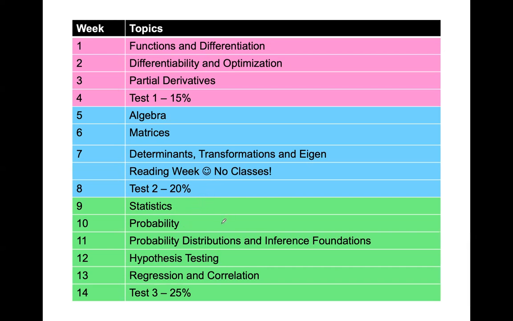The last unit, as we can see, is statistics and probability. So we have statistics, probability, which is an important topic, probability distributions and inference foundations, hypothesis testing. Again, this is very important, regression and correlation, and our last test, which is test number 3 at 25%. And these are the weeks that everything is in. You can see we start in week 1, we're here, and we go to week 14.